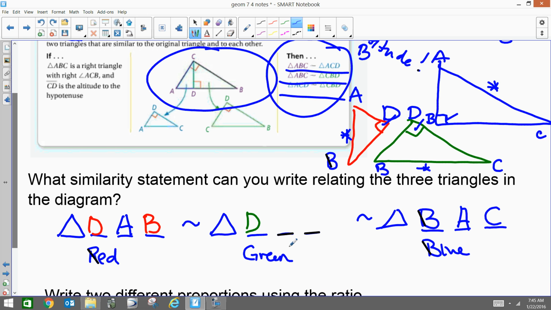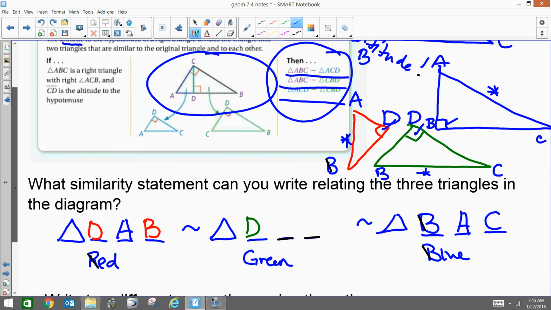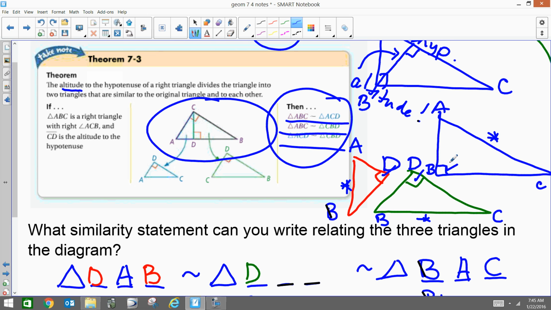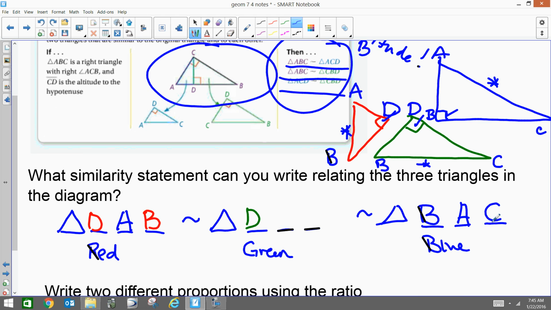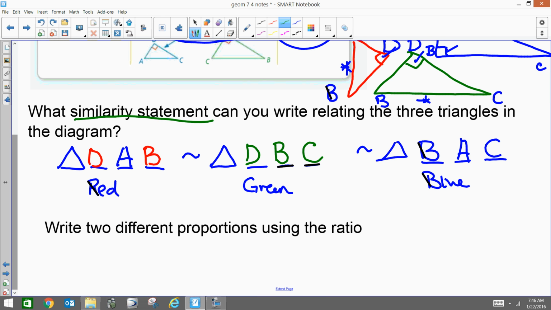All right, now the green and the red, or let's see, I think the blue and the green have a common angle. If you look A, B, C, D, B, C, they have a C in common. So the C over here in blue is going to be the C over here in green, which makes A match up with the green, D, B, C, and there you have your similar statement. Okay, so you just have to match up the two, and the third one just kind of falls into place. We're not going to worry about that.